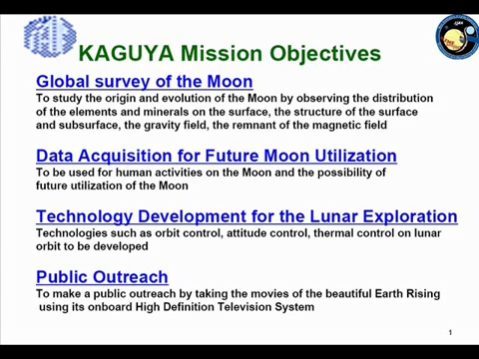That is the second objective. And third one is the technology development for the next step lunar exploration. And also the public outreach is very important for us. And for Kaguya, we'll take the movies of the beautiful Earth and also the beautiful lunar surface.